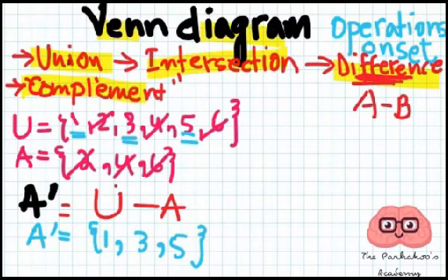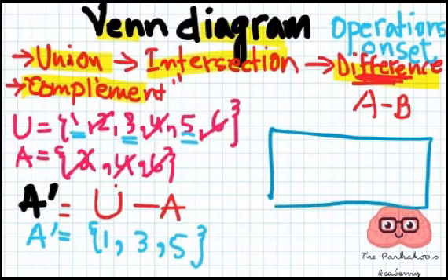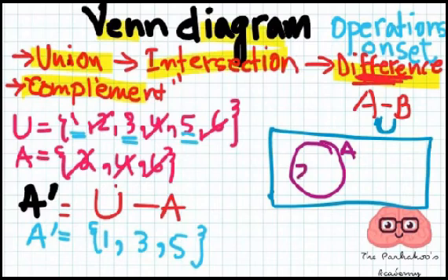Now let's draw the Venn diagram. As we have discussed, the universal set always goes in the rectangle. So here is our rectangle, which is for the universal set, and the A goes inside it. So A has got elements 2, 4, 6, and here in the universal set we have 1, 3, 5.